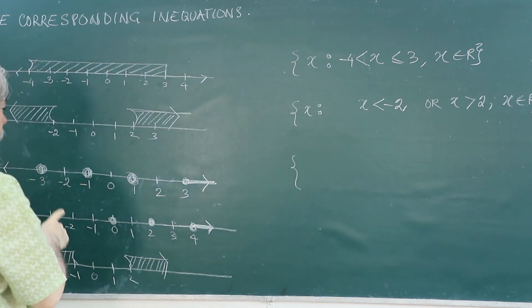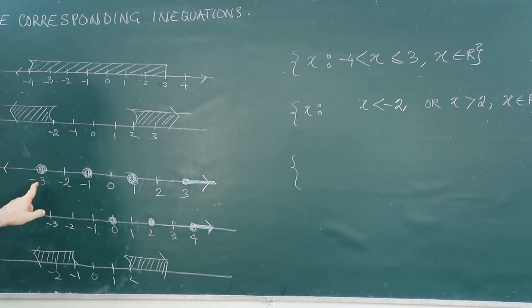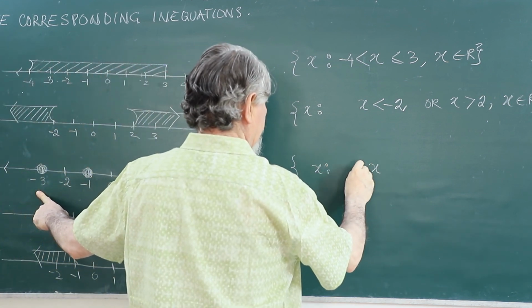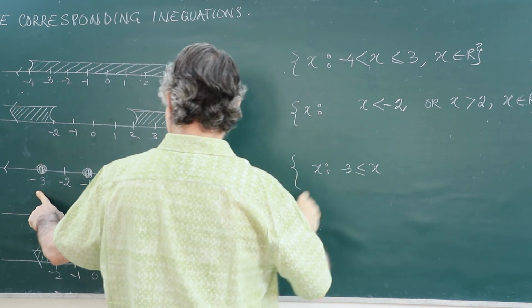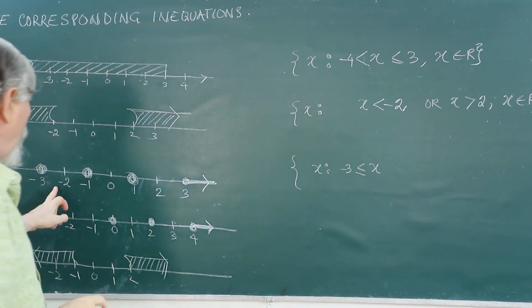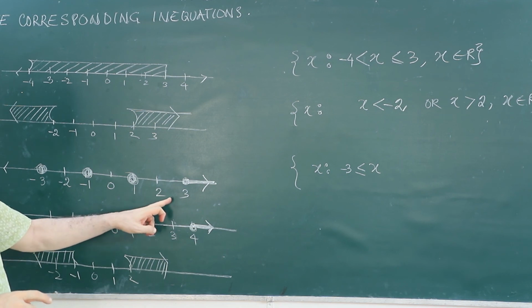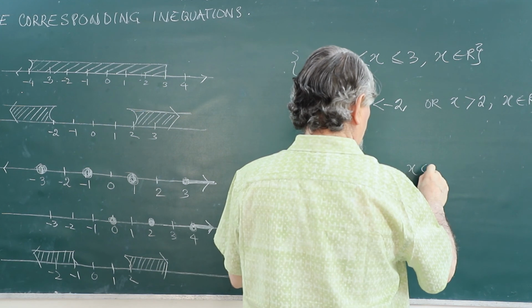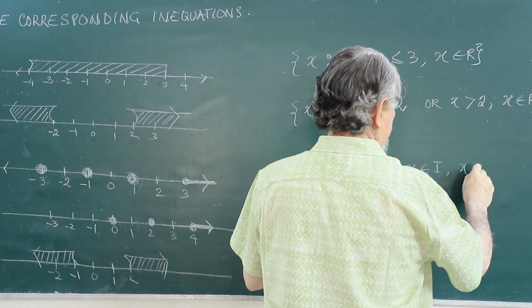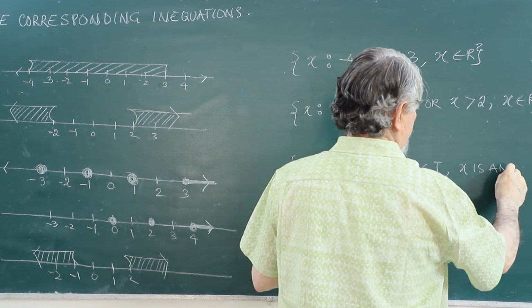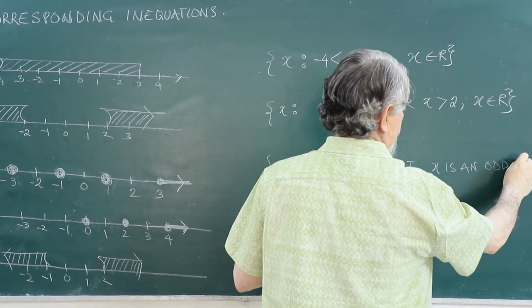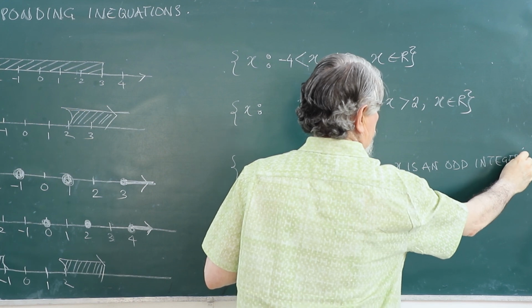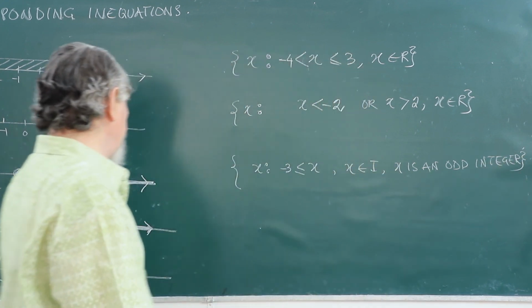Now here, these are again integers. X is greater than or equal to minus 3, and these are odd integers. We are talking of odd integers. X belongs to I, x is an odd integer.